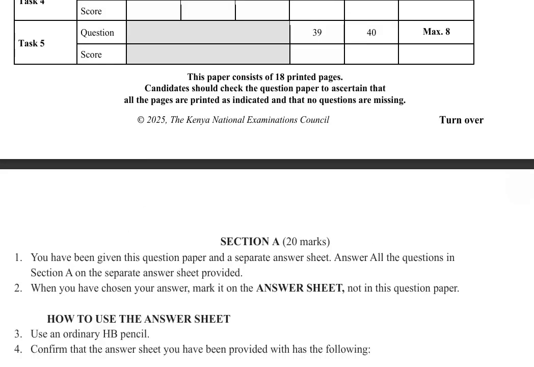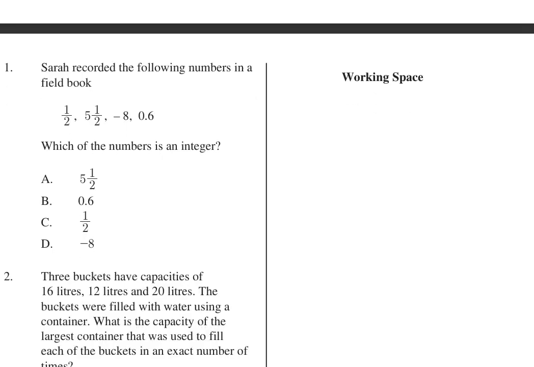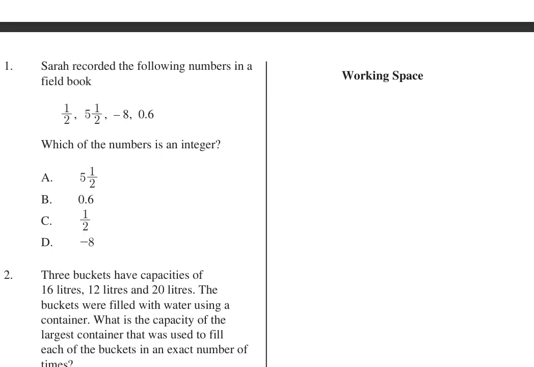In this video, I'm going to revise the KNEC sample paper. Without saying much, let us dive into the question. Number 1 reads, Sarah recorded the following numbers in a field book. Here we have a half, 5 1/2, -8, and 0.6. Which of the numbers is an integer? So which one of the numbers from here is an integer?